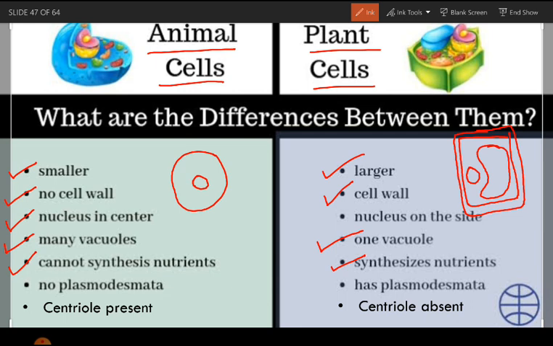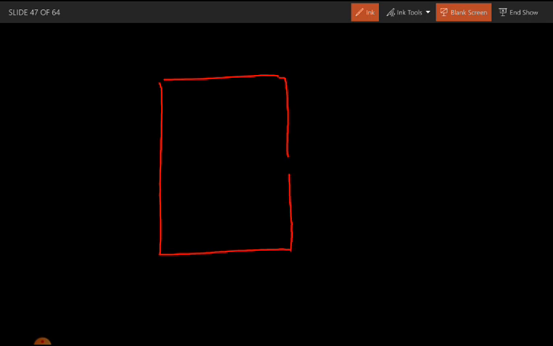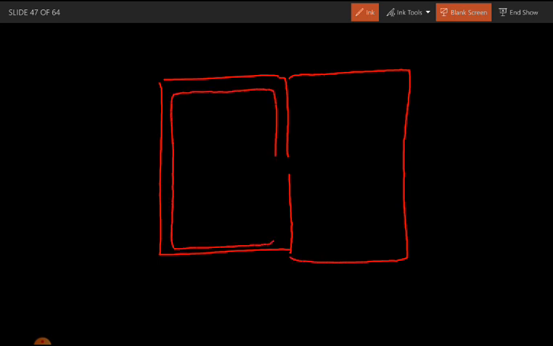The next thing is that no plasmodesmata are present in animal cells, while in plant cells plasmodesmata are present. Now what are these plasmodesmata? This is a plant cell and this is the second plant cell. The outer layer is the cell wall, while the inner layer, which I am drawing now, is the cell membrane.